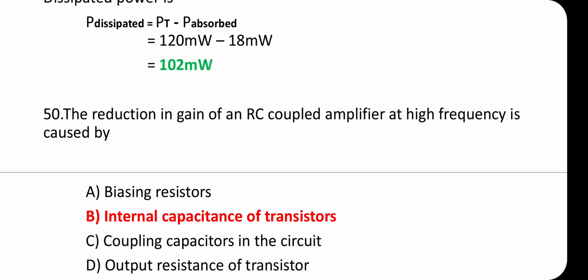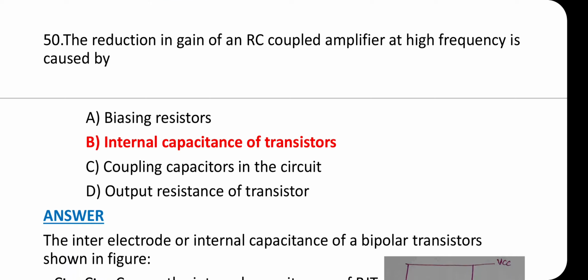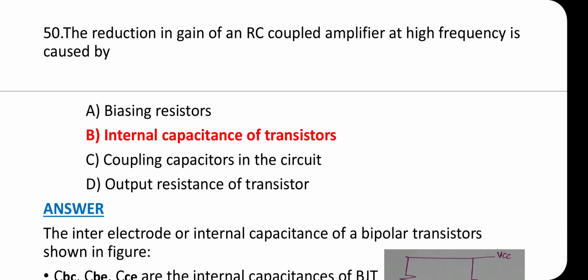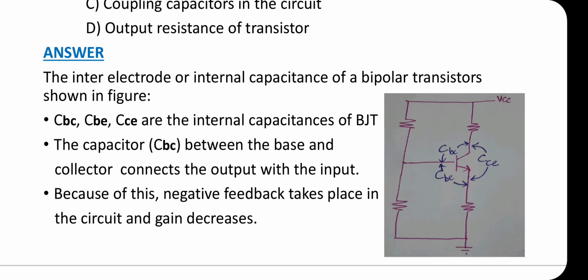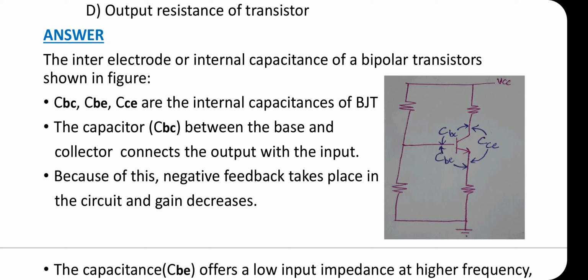Question number 50. The reduction in gain of an RC coupled amplifier at a high frequency is caused by? Option B, internal capacitance of transistors. The inter-electrode or internal capacitance of a bipolar transistor is shown in the figure. CBC, CBE, CCE are the internal capacitances of the BJT.